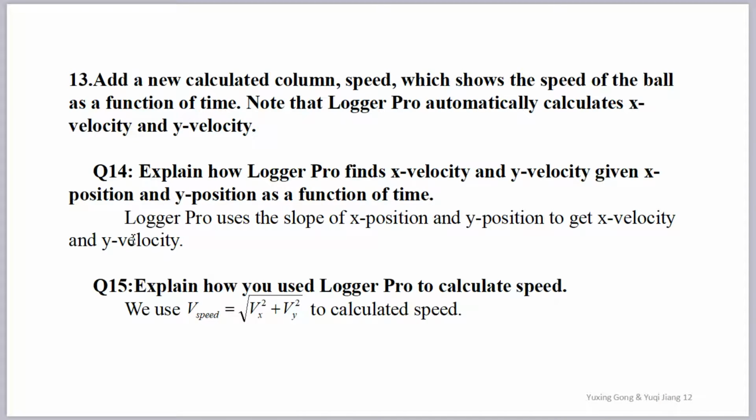Question 14. LoggerPro uses the slope of the x position and y position to get the x velocity and y velocity, because the slope of the x position and y position is the x velocity and the y velocity. Also, we use v speed equals the square root of vx squared plus vy squared.